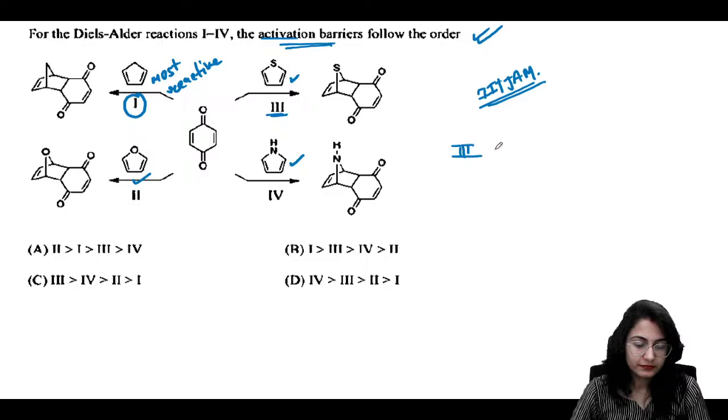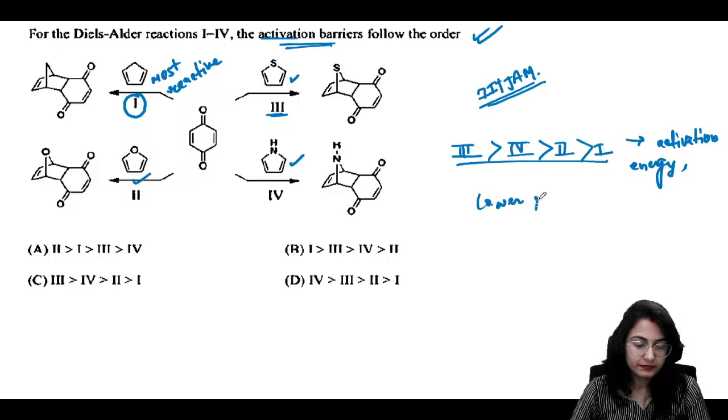And that's why this will react the slowest. Then comes 4. 4 has greater resonance energy as compared to 2, and 1 is going to have the least energy because it is not aromatic. So your answer will be this. This is going to be the activation energy. Higher the activation energy, lower is the reactivity.